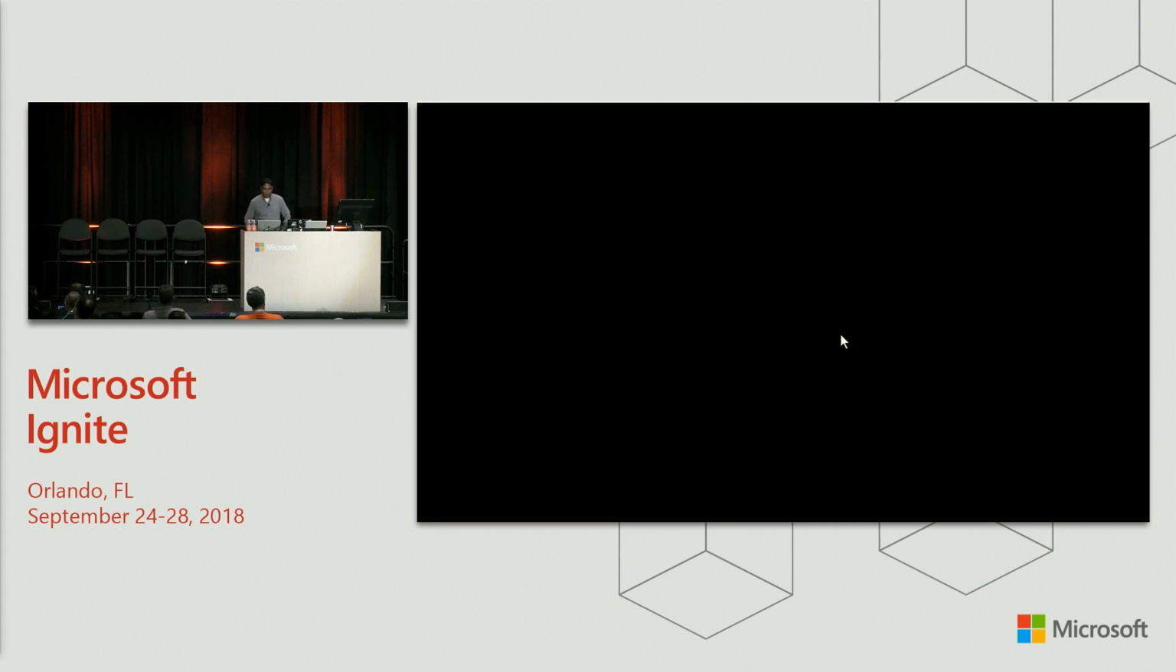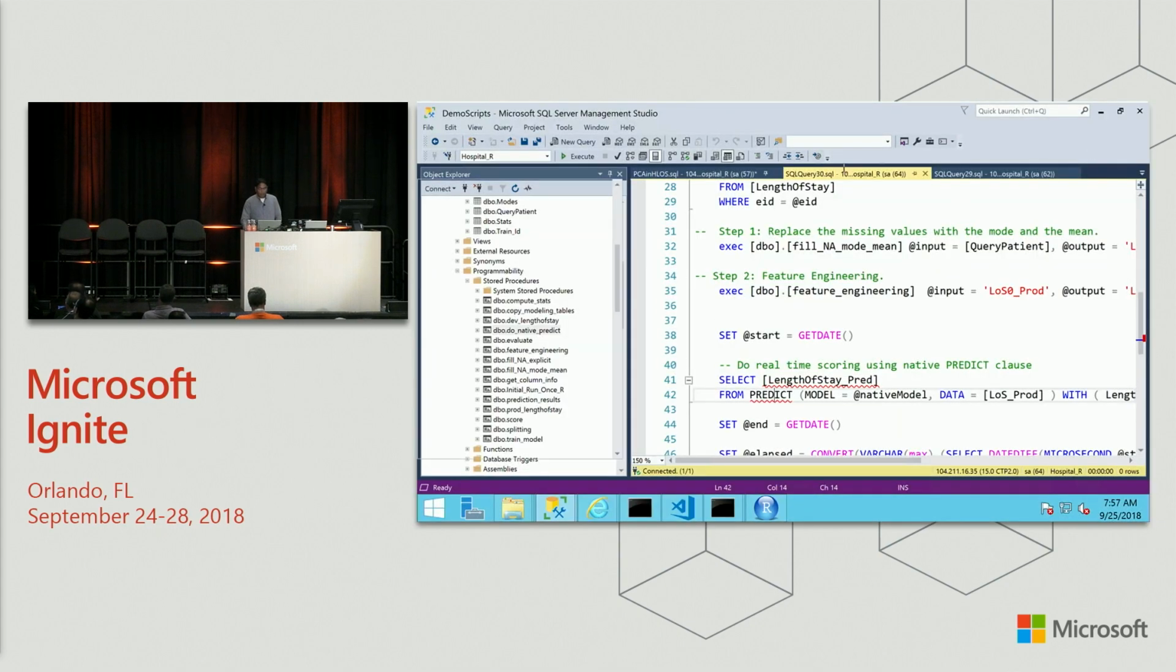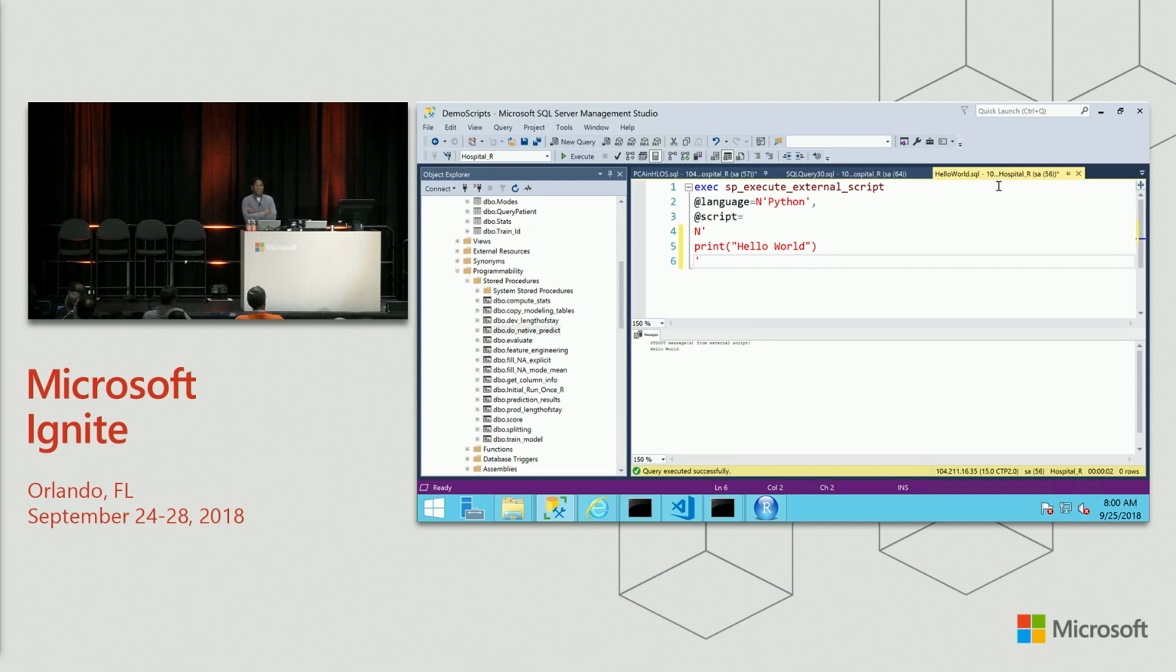Okay, moving along. So what do I mean when I say running Python or R code inside of T-SQL? In the extremely simple scenario, this is what it means. You have a regular looking T-SQL script. We have a special system stored procedure called sp_execute_external_script, which takes a language, in this case Python, and a script parameter. Between lines 4 and 6 is where the Python code goes. And if I execute this, I get hello world.